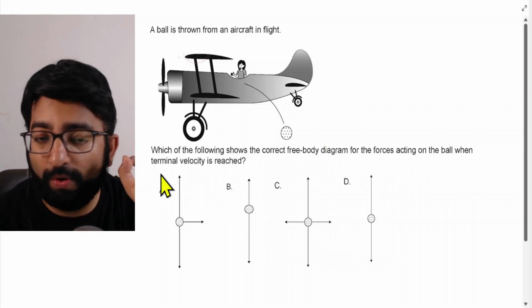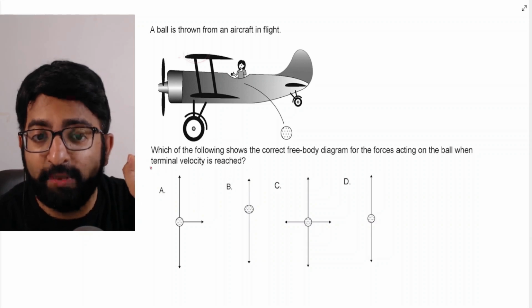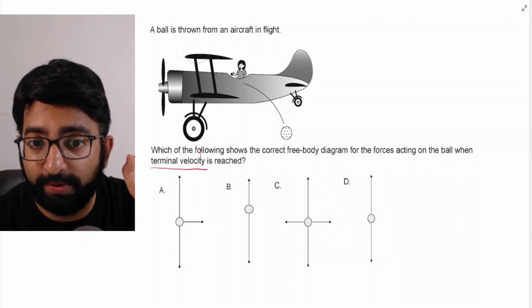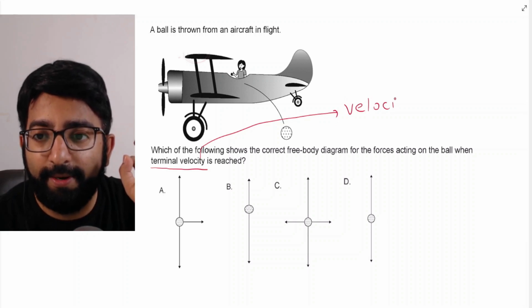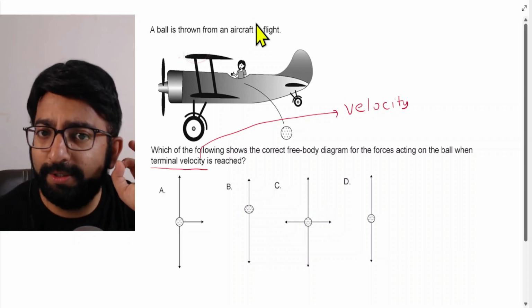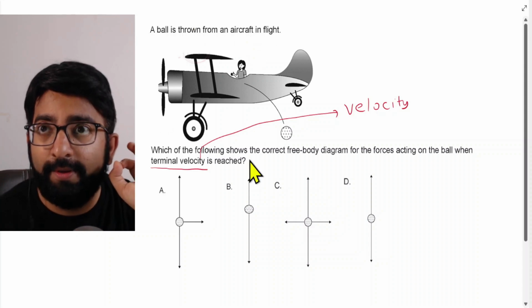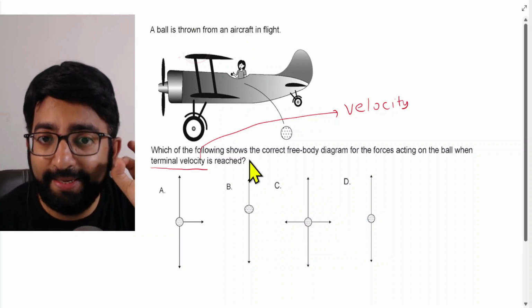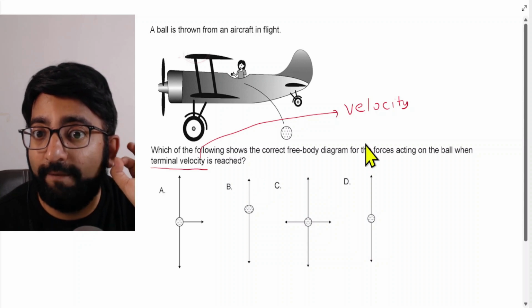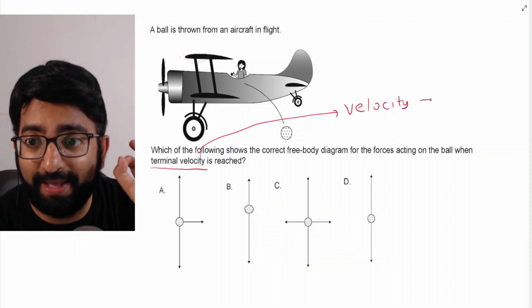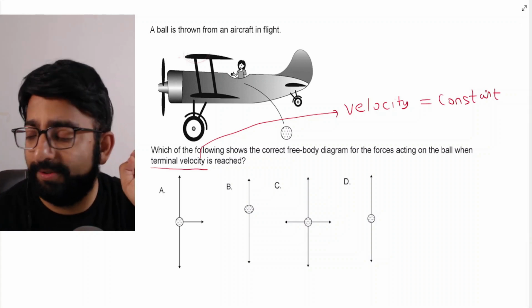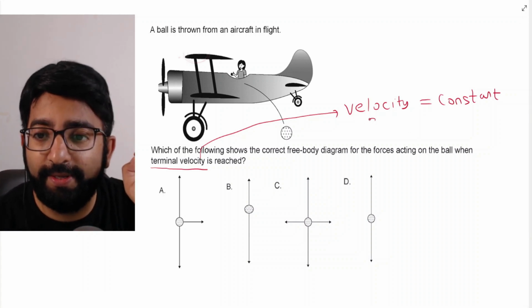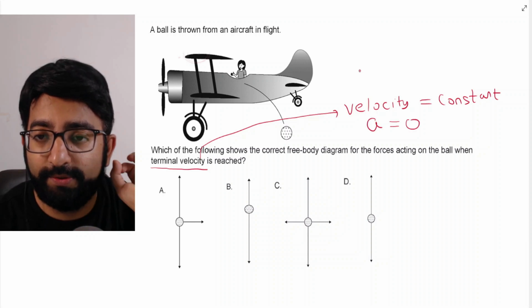So let us revise the concept of terminal velocity. Terminal velocity is a velocity which after some time becomes a constant. Let me repeat. Imagine if the ball is falling towards the ground. Its speed will continuously increase until a time when the velocity becomes constant, and that is called the terminal velocity. Now, once that happens, since the velocity is constant, we can say acceleration is equal to zero.